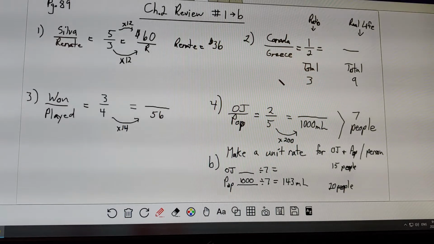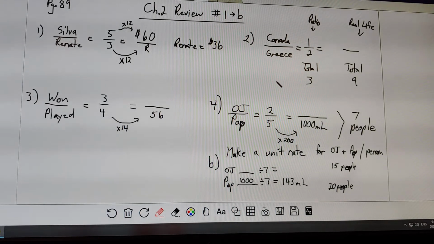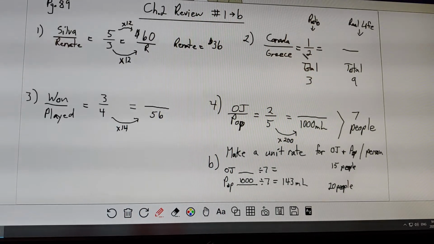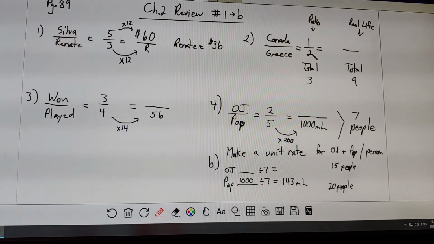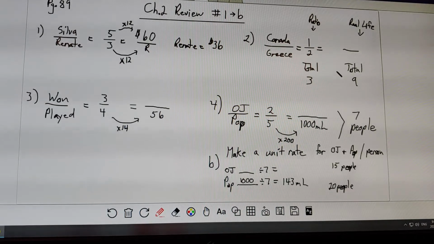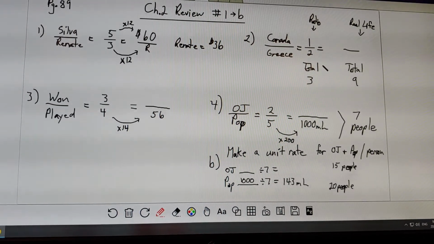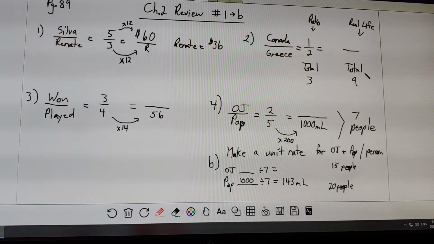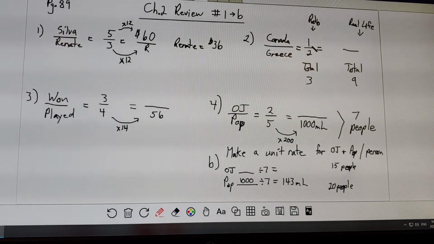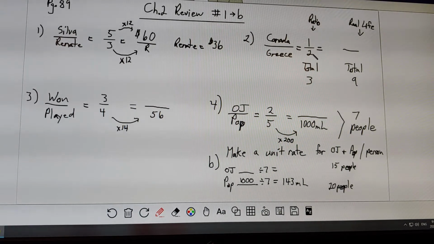So number 2 said Canada to Greece's gold medals was 1 to 2. And that's the ratio. And then it said together they won a total of 9. Okay. And that's the tricky part about this one, because we haven't seen that in the homework where they say something together. So together they won a total of 9. But that's on the real life side. So we need to figure that out on the ratio side. Together, how many do they have? Well, Canada's 1, Greece is 2, so that's a total of 3 together.